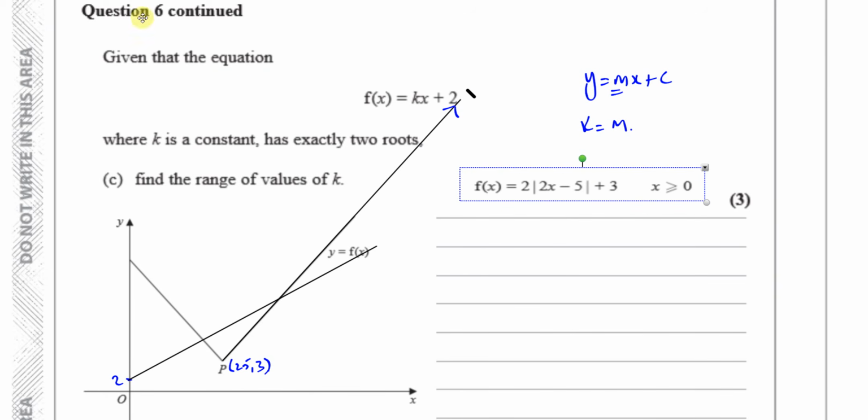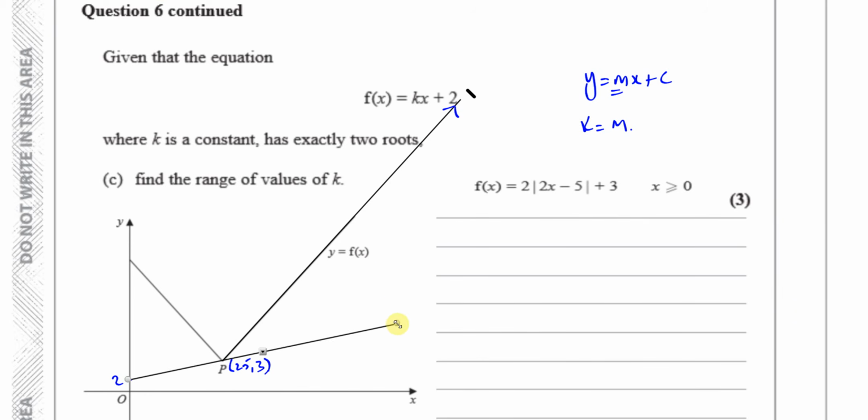So this line that we've drawn here, its gradient can vary. So it can be like this. Now, as long as it's like this, it's going to have 2 points that it meets. So at the point P, when its gradient is like this, it's going to hit this curve in one place when it touches at the vertex. But anything slightly above that, there's going to be two solutions. There'll be two routes because they'll cut it in two places. That's what it means by two routes.